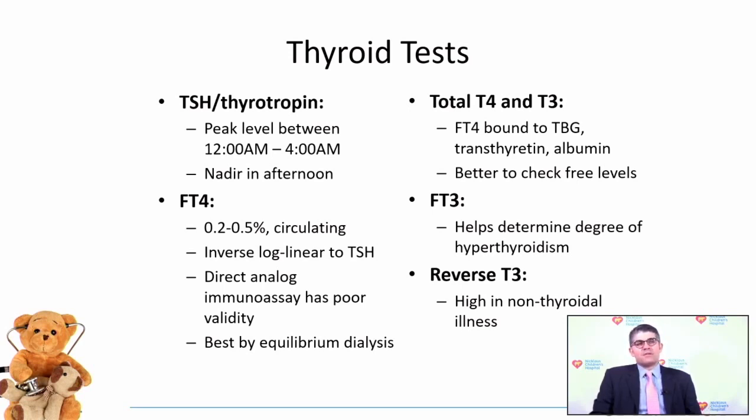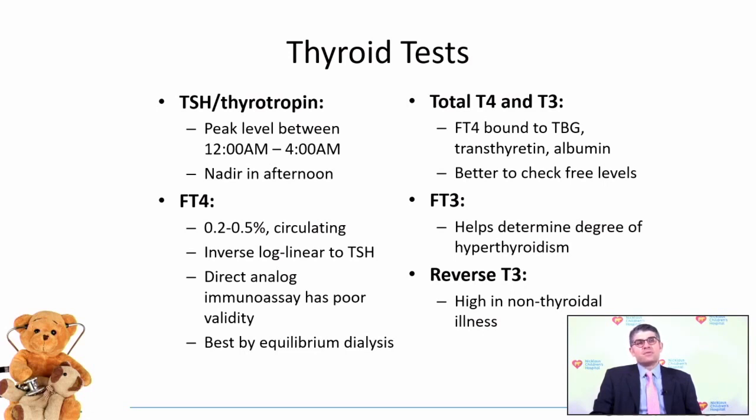Something important about the free T4 is that a very small change in the free T4 produces a big change of the TSH. For example, if free T4 drops from 1 to 0.5, TSH is going to go from 5 to 50. Therefore, it's a logarithmic relationship. T4 and T3 are bound to thyroxine binding globulin, transthyretin, and albumin, and it's a good test.